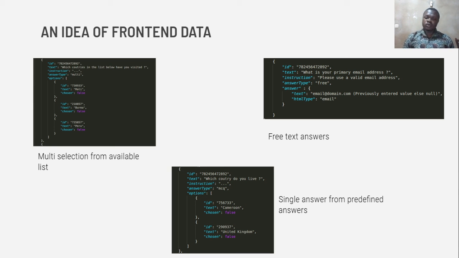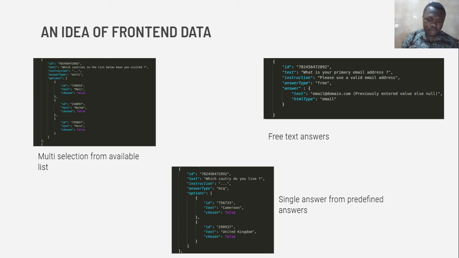Then we go to the free text answers. It's typically the same approach: ID, text, instruction, answer type. The front end developer should expect, if I have a free text, an object answer which contains a text and an HTML type, which typically is either tel, name, zip, or email.